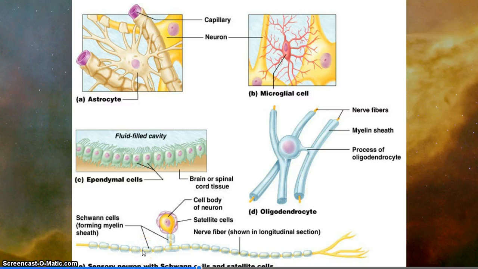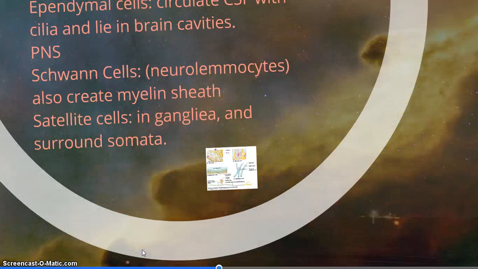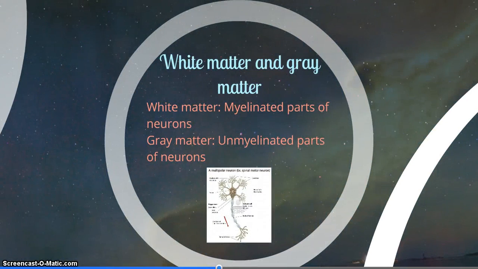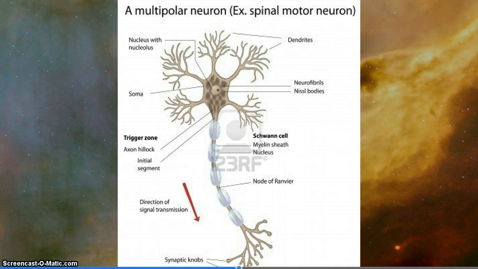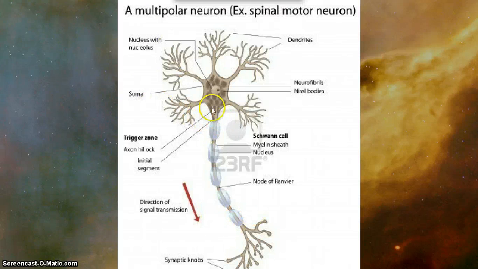So, anyway, now let's talk about white matter and gray matter. Just to clarify a few things, white matter is the myelinated parts of the axon, gray matter is the unmyelinated parts of the axon. Not axon, the neuron. So, right here we have a multipolar neuron. Right here, you can see this part is myelinated. So this part would be considered white matter, and this part would be considered gray matter, and this part as well, since it doesn't have myelin.